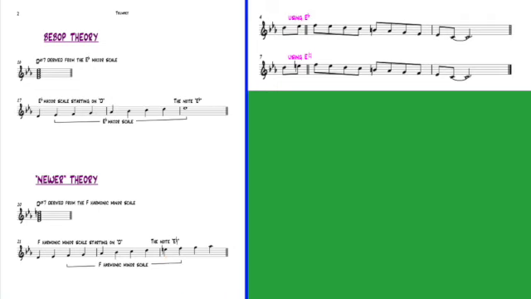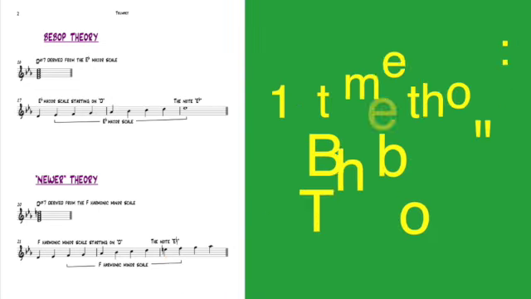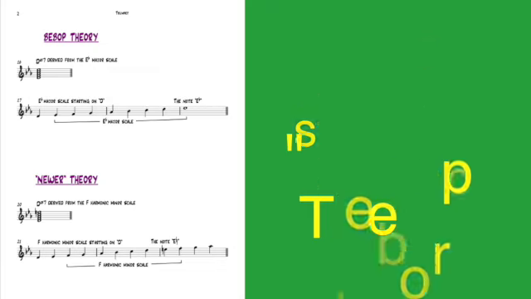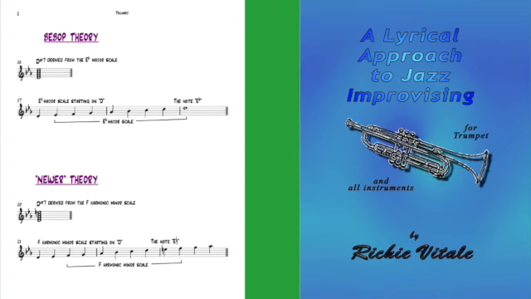And now I'd like to show you some examples using the 2 half diminished going to the 5 flat 9 dominant to a 1 minor using the bebop theory as shown in my A Lyrical Approach to Jazz Improvising book.